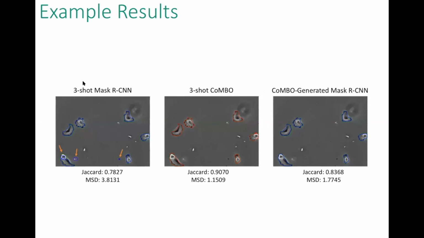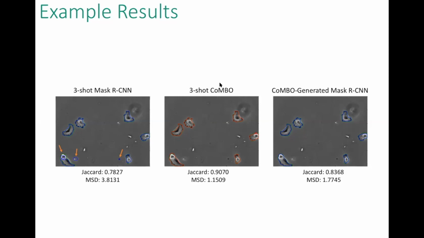So here are some example results. This is the Mask RCNN trained on 3 images only. The ground truth is in green, and the Mask RCNN is in blue. And these orange arrows point to areas where Mask RCNN was having trouble. It had a couple of false positives here, and then it separated this one cell into multiple cells. In the middle, we show the combo method trained on 3 images, and we can see that we don't have those problems.